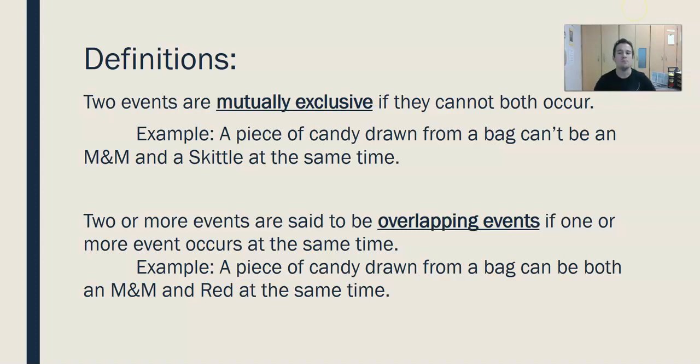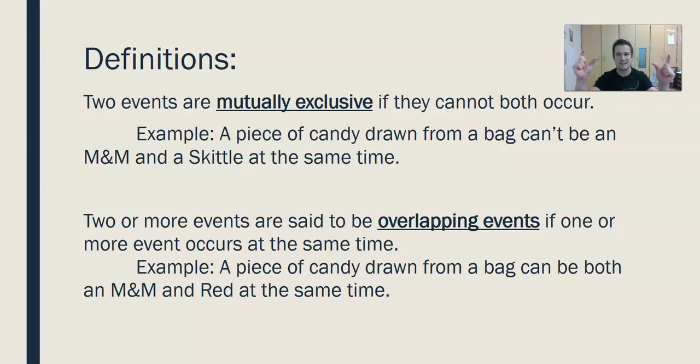Two events are mutually exclusive if they cannot both occur. So the example that I'm going to be using in this video is that of drawing a piece of candy, either like an M&M or a Skittle. So two events are mutually exclusive if they cannot both occur. For example, if you draw a piece of candy out of a bag, it can't be an M&M and a Skittle. Those are mutually exclusive events.